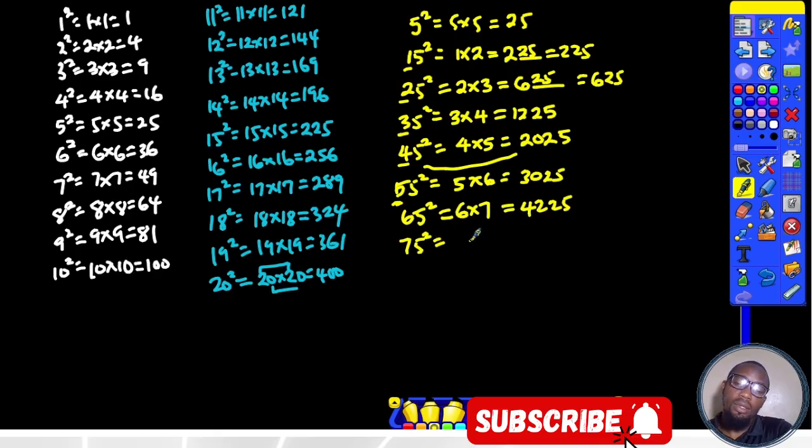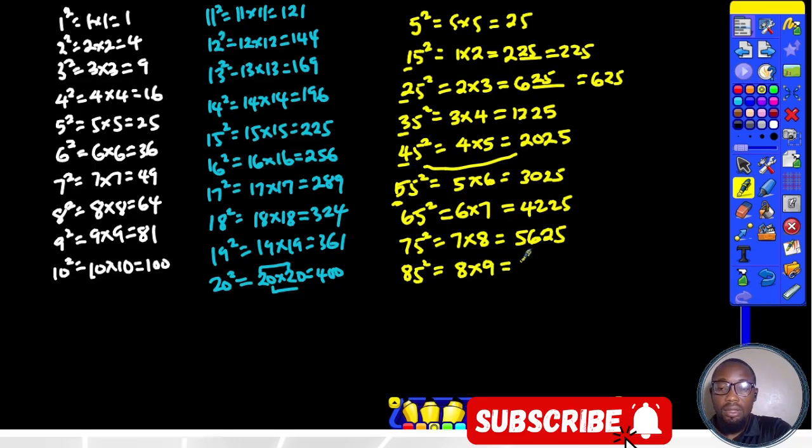75 squared is just 7 times 8, which is 56. Then just put a 25 at the back, and that is 5,625. You have 85 squared. This one is 8 times the next counting number, 9, which is 72. Just put a 25 by extension, and you have 7,225. That's the answer to 85 squared.